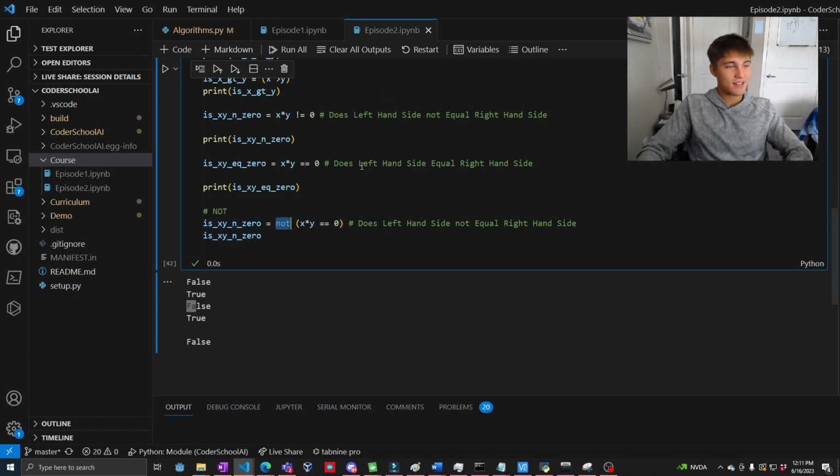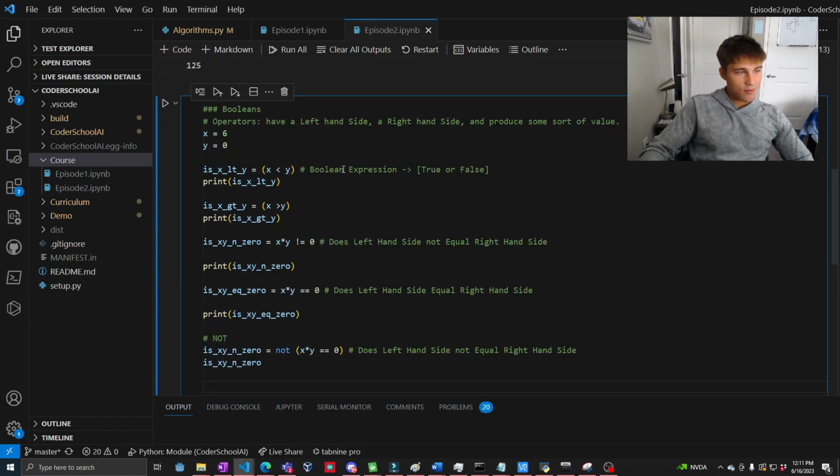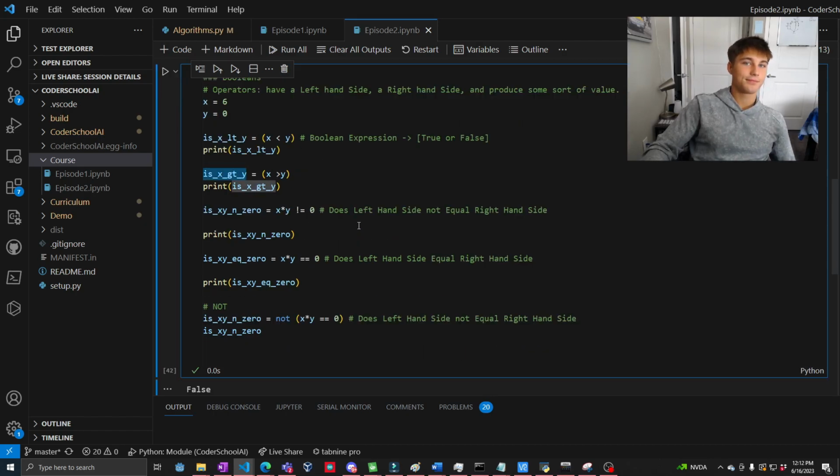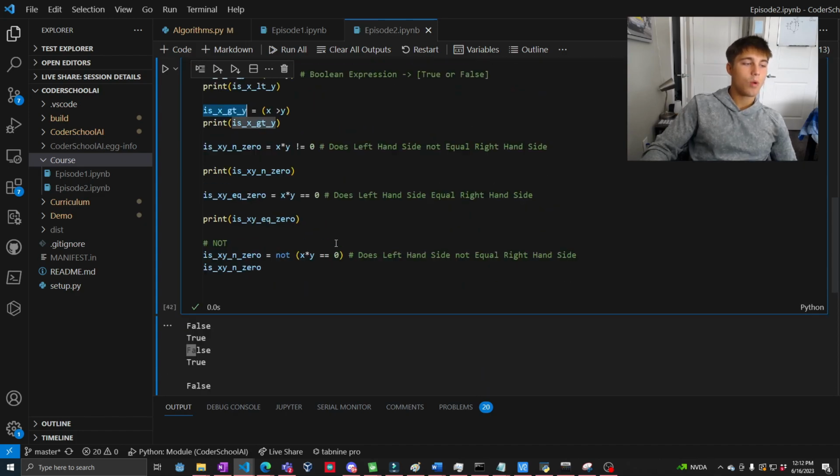If you've never seen stuff like this, this little manipulation that we're doing with this word not, you could use this to say, okay, here you could see that we have two things, right? Is x less than y, or is x greater than y? Okay, well, what if I said, are they equal? Are x, y equal?